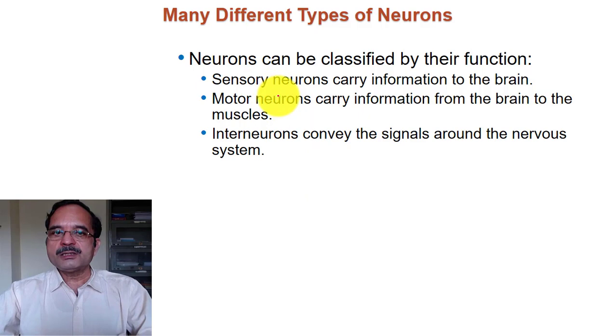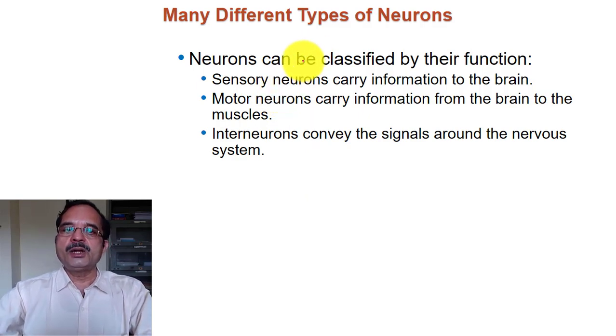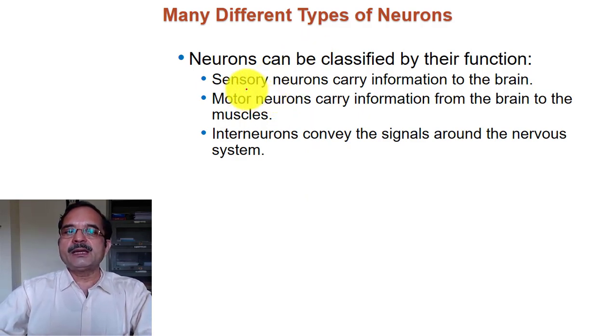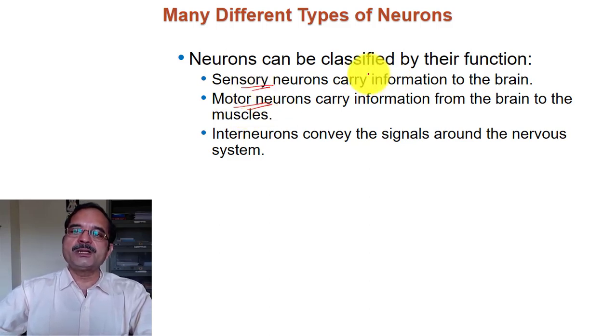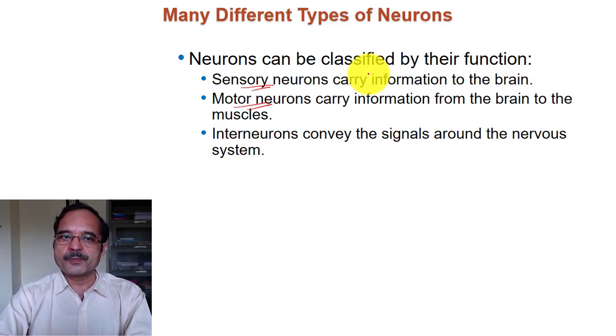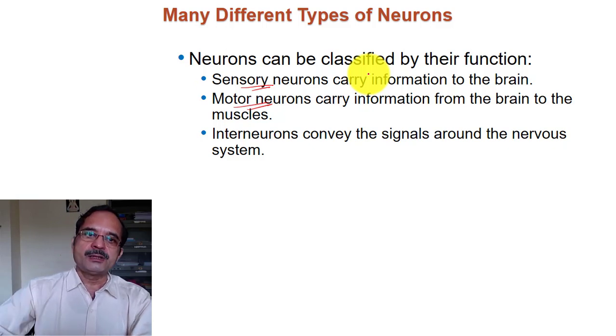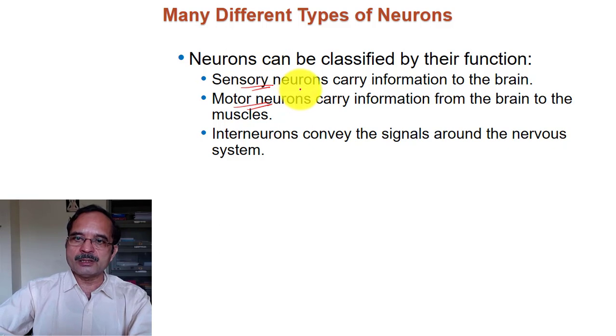Now these neurons are further classified into categories like sensory neurons and motor neurons. The sensory neurons carry information to the brain. So for example, through skin or eyes or other various types of sensory organs, the information is sensed and then transmitted to the brain. That is done through sensory neurons.